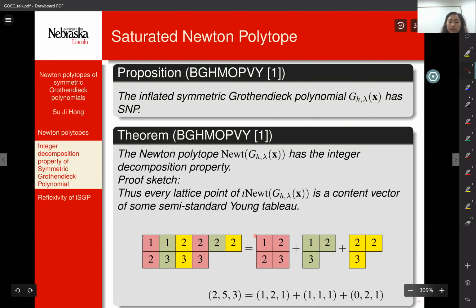And then we can divide this into smaller semi-standard Young tableaux, and they all happen to be points in the original polytope. So we were able to claim this. This is how we show that the saturated Newton polytopes of inflated symmetric Grothendieck polynomials have IDP.